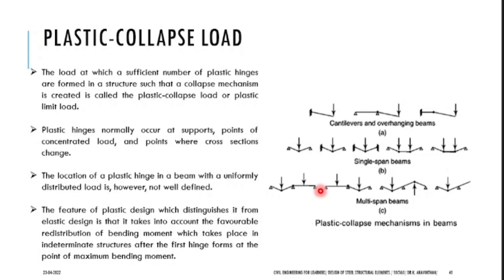But in which portion will you be having negative moment? Do you have negative moment at this support? No. Do you have negative moment at this support? No. And do you have negative moment at the center support? Yes. So you have a plastic hinge at this point. And how many point loads are here? 2. So totally how many plastic hinges will be here? 3 numbers.